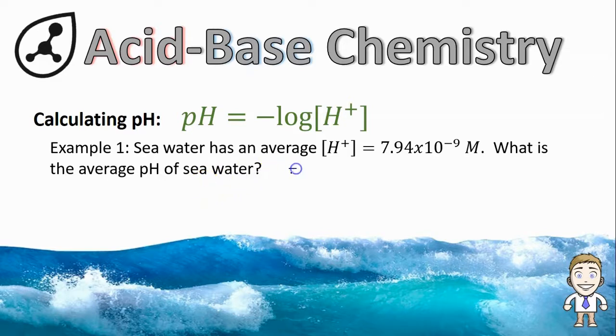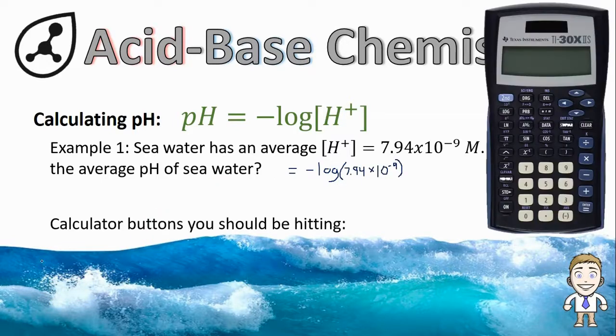This is the easiest type of problem to solve because all I have to do is plug in the H+ that was provided to me and take the negative log of that to get my answer. Your biggest challenge here is hitting the correct buttons on your calculator. Here's a list of the buttons you should be pushing.